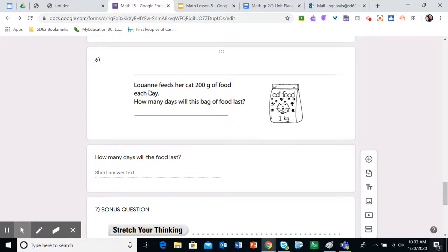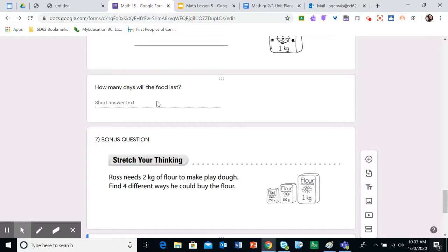Number 6, Luann feeds her cat 200 grams of food each day. How many days will this bag of food last? So this is 1 kilogram of food. And if every day her cat eats 200 grams of food, you're going to have to count. 1 day is 200, 2 days is 400, because you would go 200 plus 200, and so on until you get to 1 kilogram. Remember that 1,000 grams is the same as 1 kilogram. All right, so you write the answer here. How many days will the food last?